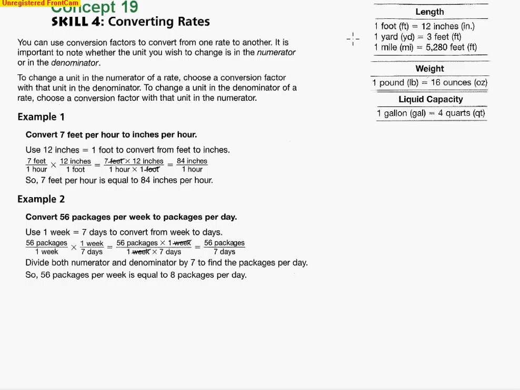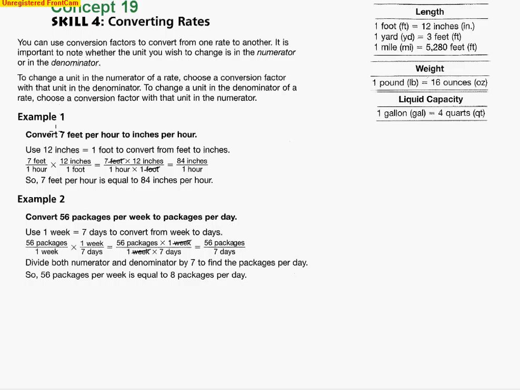For instance, for length, we have 1 foot is 12 inches. Yards, 1 yard equals 3 feet. 1 mile is 5,280 feet, and so on. Then we also have the ones for mass and then ones for capacity. And so let's take a look at the first one here.